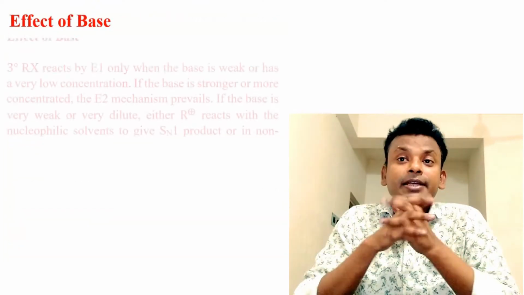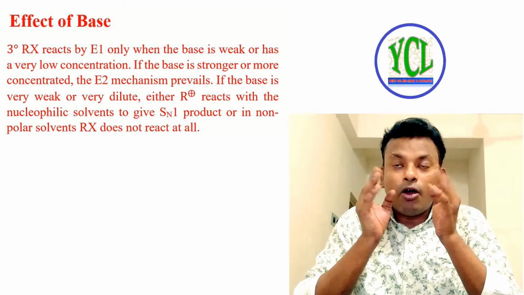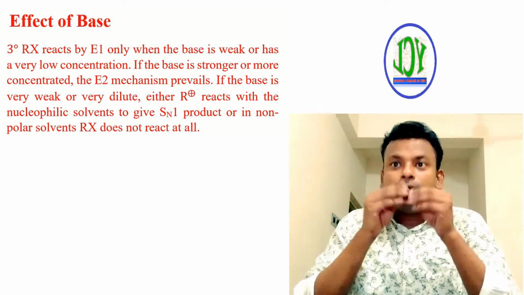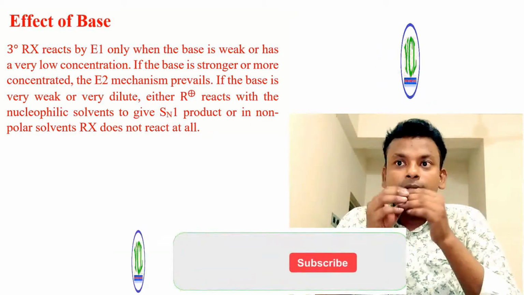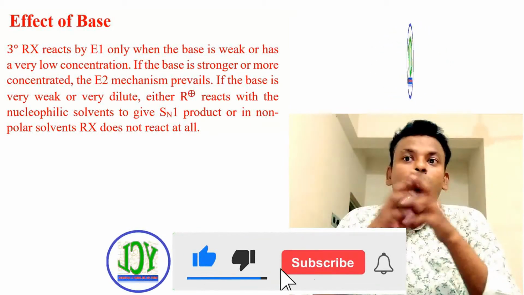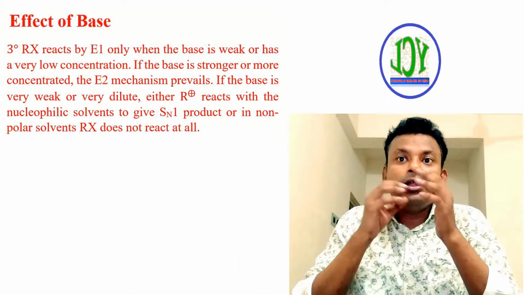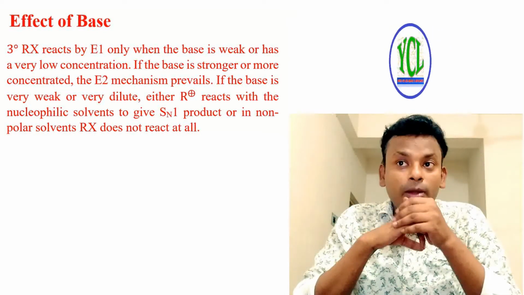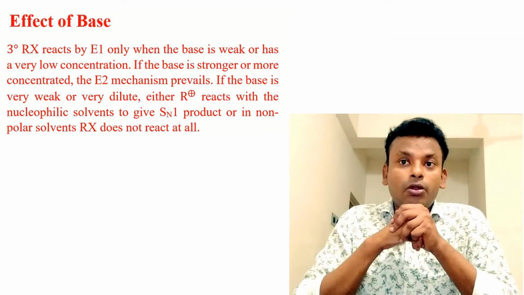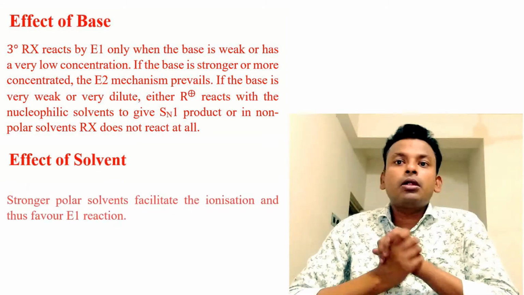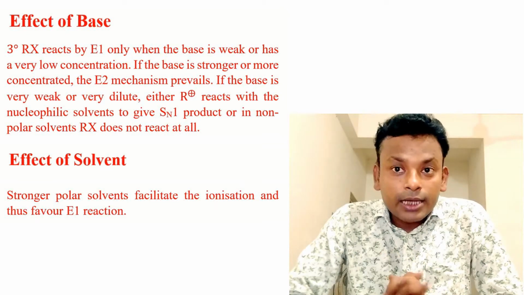Effect of base. 3 degree alkyl halide reacts by E1 when the base is weak or has very low concentration. If the base is stronger or more concentrated, the E2 mechanism prevails. If the base is very weak or very dilute, either R positive, that is the carbocation, reacts with the nucleophilic solvent to give the SN1 product, or in non-polar solvent RX does not react at all. Effect of solvent. A stronger polar solvent facilitates the ionization and thus the E1 reaction is favored.